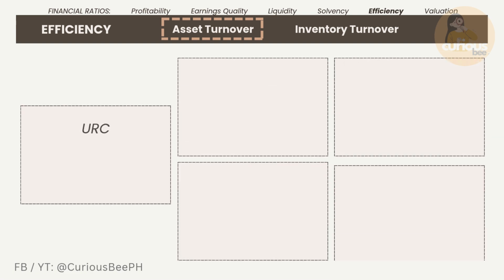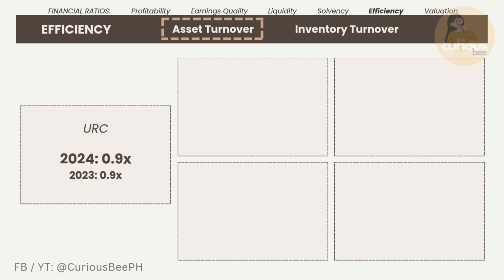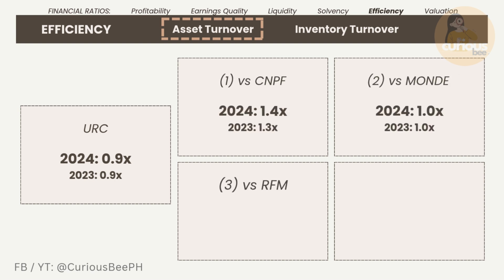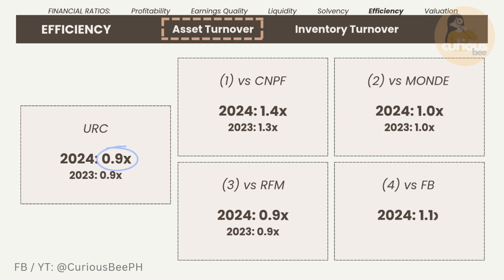But what if we compare it to other companies within the industry? Let's see. Against others, the asset turnover ranges from 0.9 times to 1.4 times. Remember that this ratio tells us how much is squeezed from assets to turn them to sales, so the more peso sales generated for 1 peso asset, the better. Therefore, the first competitor has the best asset turnover in 2024.